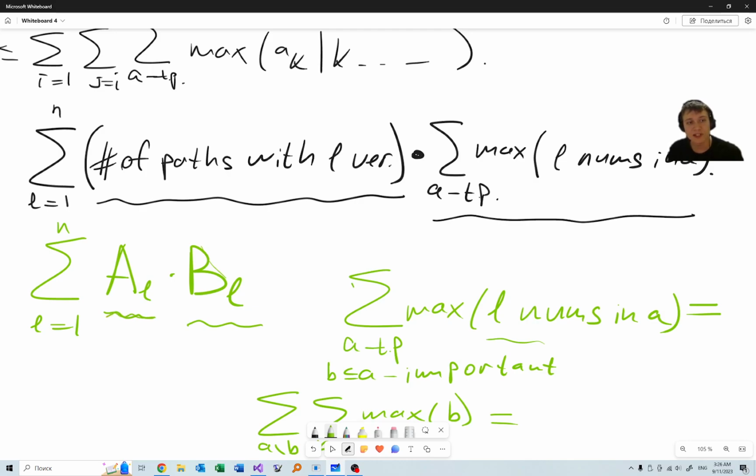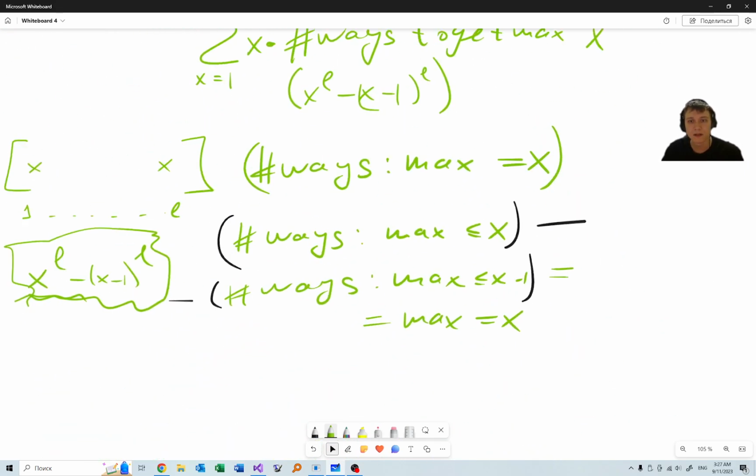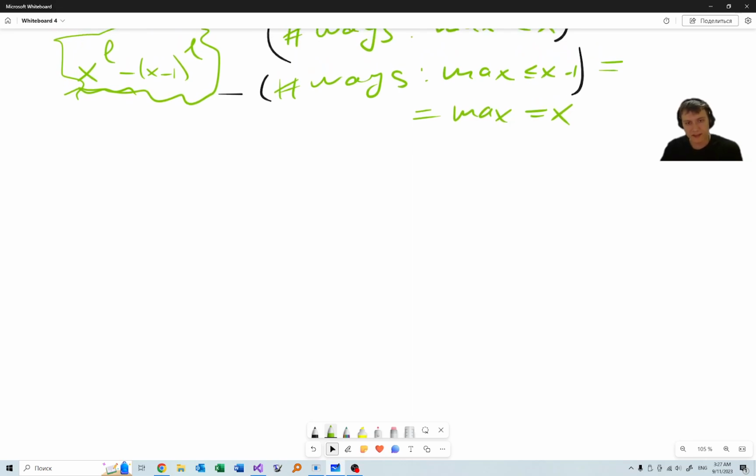Now we need to calculate A_L, the number of paths with exactly L vertices. I think there might be several possible ways to do it. I did it in logarithm of n cubed.